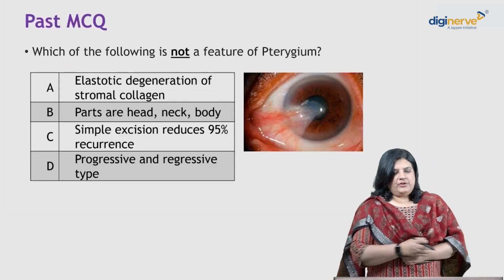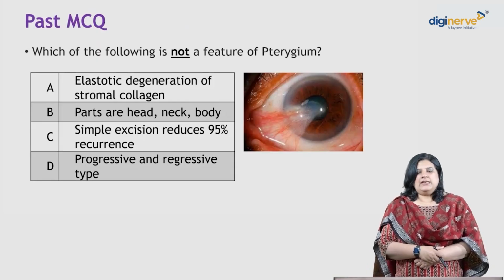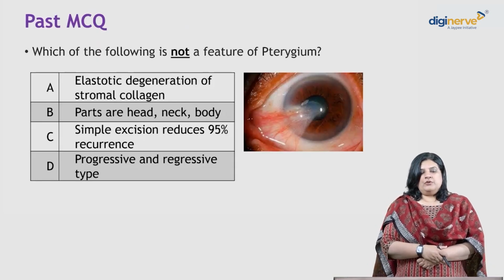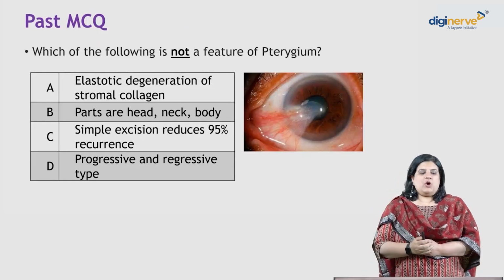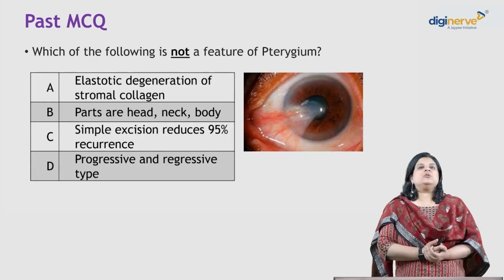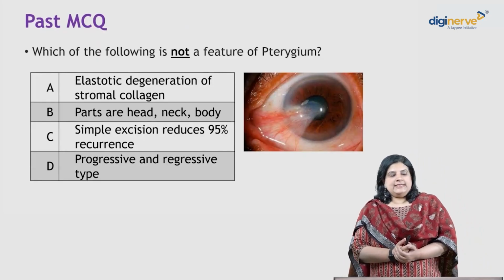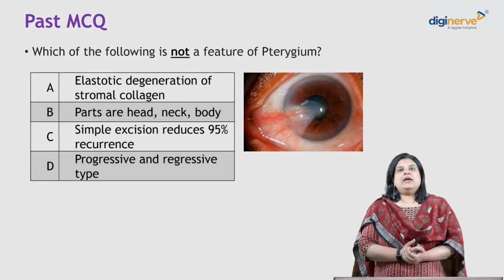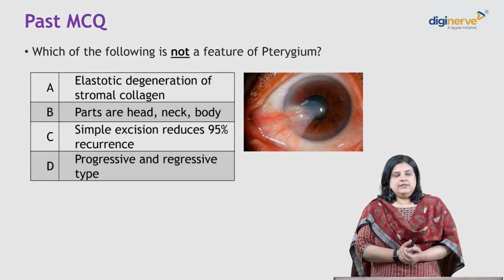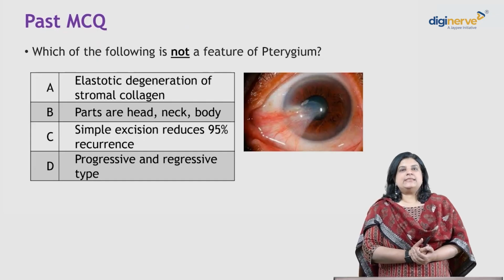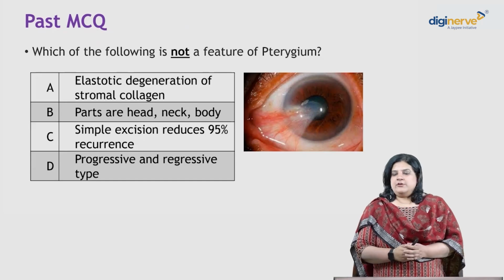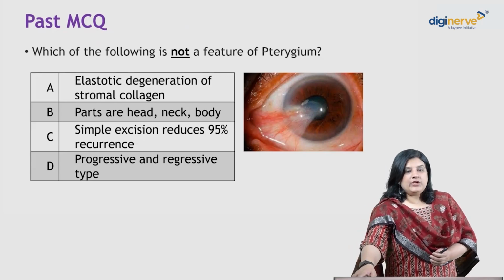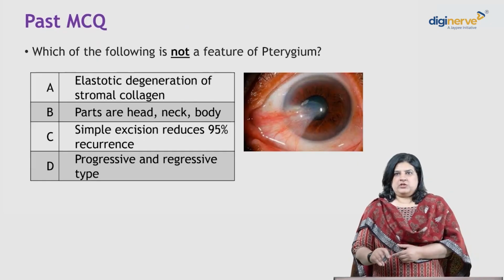Coming to question number 2. This also has been asked in a previous year, and they also gave a clinical picture. Which of the following is not a feature of pterygium? First option is elastotic degeneration of stromal collagen. Second, pterygium has 3 parts: head, neck, and body. Third, simple excision reduces 95% recurrence, and progressive and regressive are 2 types of pterygium. Now, which is not a feature of pterygium?